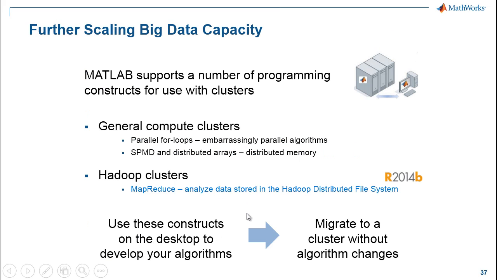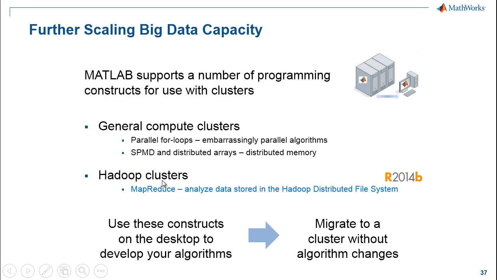But if we have access to a cluster, then we can also scale some of our algorithms to run on a cluster to handle much larger data sets. So if we have just a general compute cluster, our parallel for loops for these embarrassingly parallel problems could also be run on a cluster. All we need to do is change where our workers are opening up. Our parallel for loop doesn't care if it's running locally or on the cluster. We don't have to change the code. All we need to do is change where we're opening our MATLAB workers. Same thing is true for SPMD and distributed arrays.